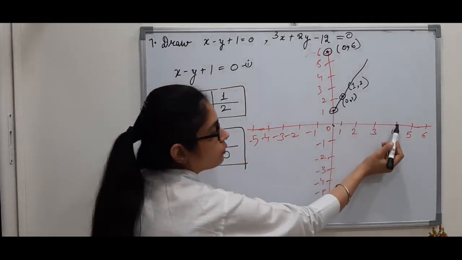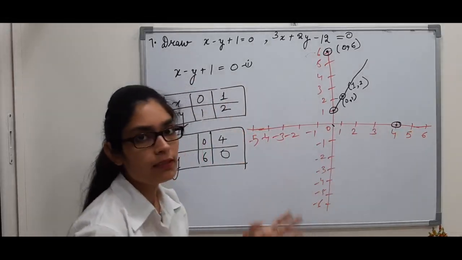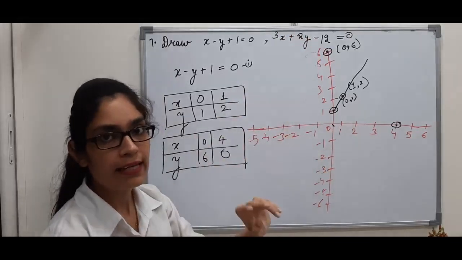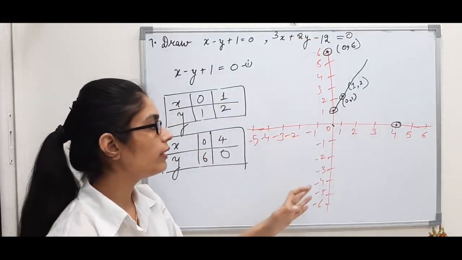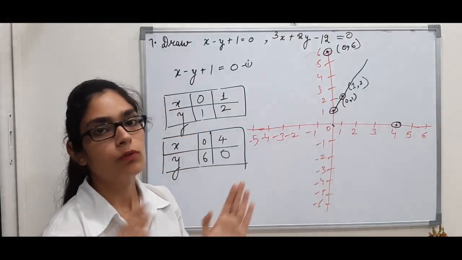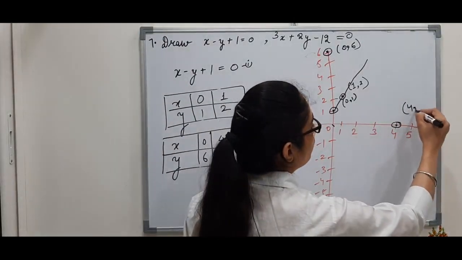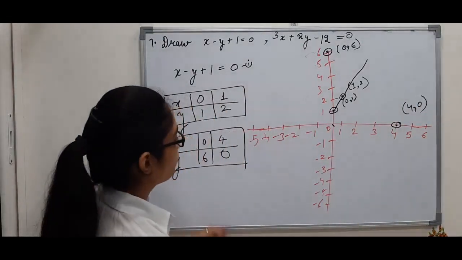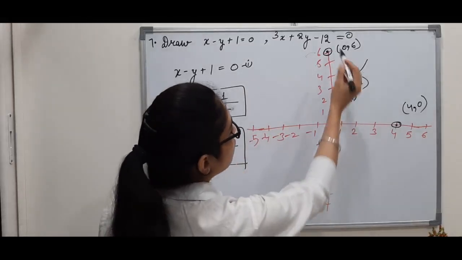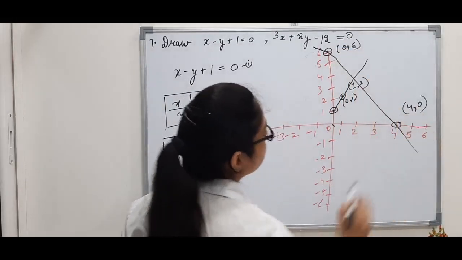If y is equal to 0, that point will lie on the x-axis. See, it is opposite. If your x is equal to 0, the point will lie on the y-axis. Always remember this thing if you are getting confused. And if your y is equal to 0, the opposite thing will happen: the point will be on the x-axis. So this is 4, 0. So I got 4, 0 and 0, 6. 0, 6 is here. So these 2 points again I will join.